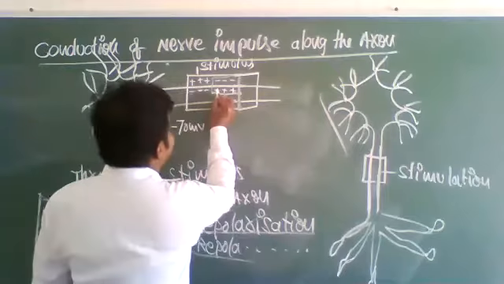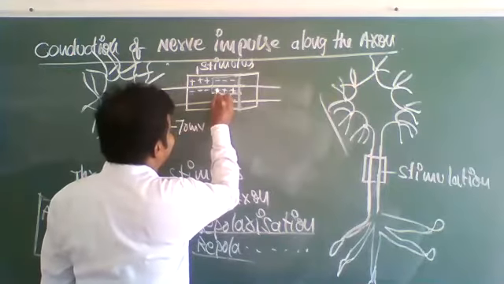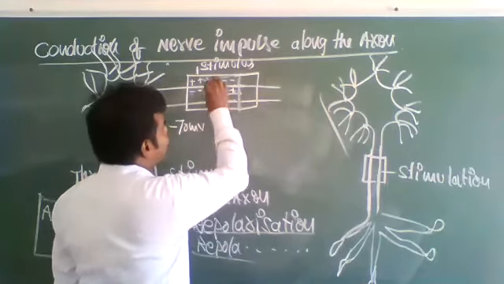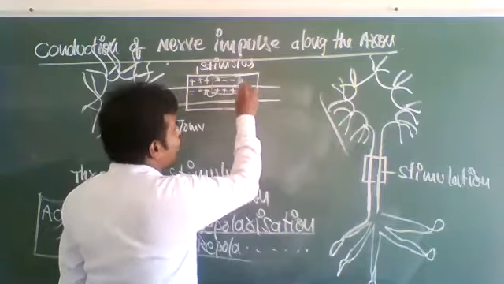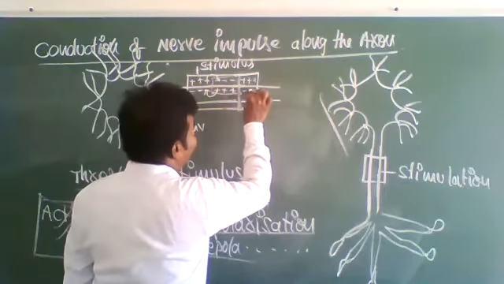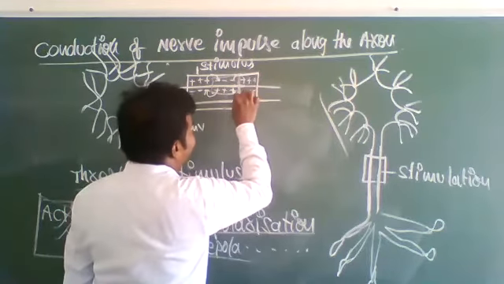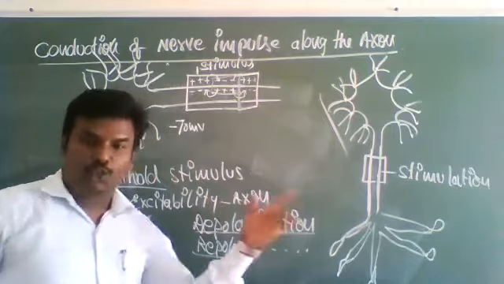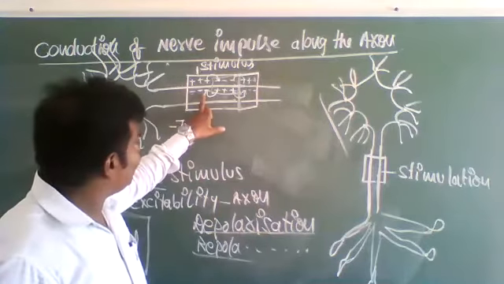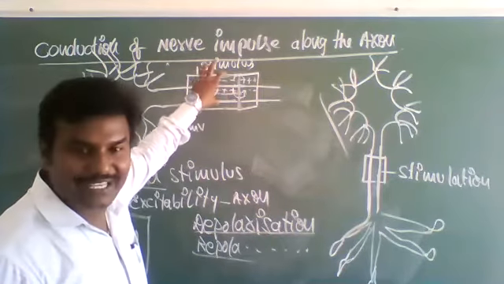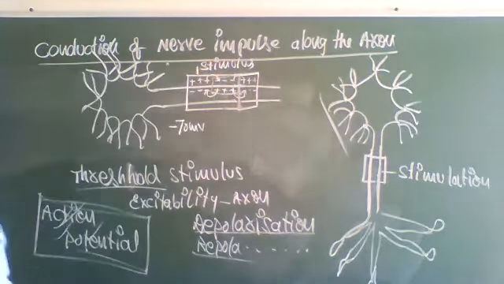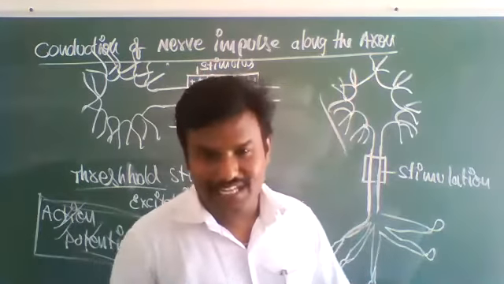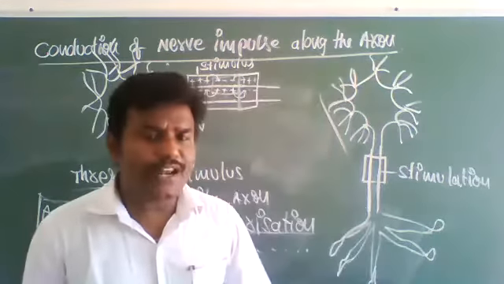How? See, this positive is attracted by negative. This is attracted by negative. Here again positive, positive, positive, negative, negative. So it will be attracted by this, and so on. So positive, positive, negative, positive, negative. Here, action potential is generated. This action potential, how much?